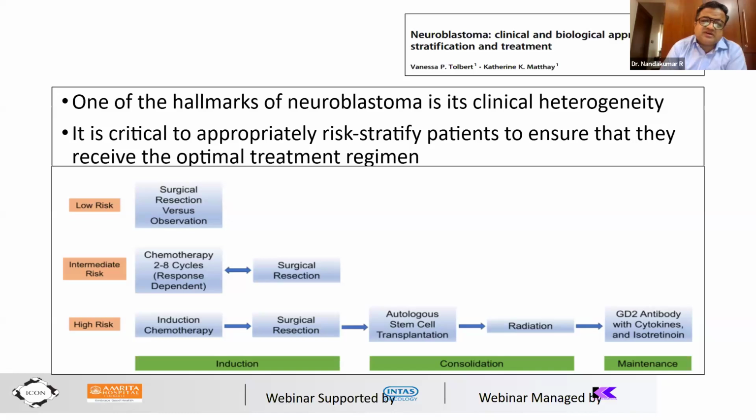Whereas intermediate risk is a vast umbrella term wherein you have different presentations, and at the same time you have different regimes. You can give as low as 2 cycles of chemotherapy, to 4 cycles, to 8 cycles of chemotherapy. Whereas high-risk neuroblastoma, which is the hero of neuroblastoma, is a very, very difficult yet interesting topic because it has 5 different subdivisions when you come to treat. You have an induction chemotherapy, you have consolidation, followed by a maintenance.